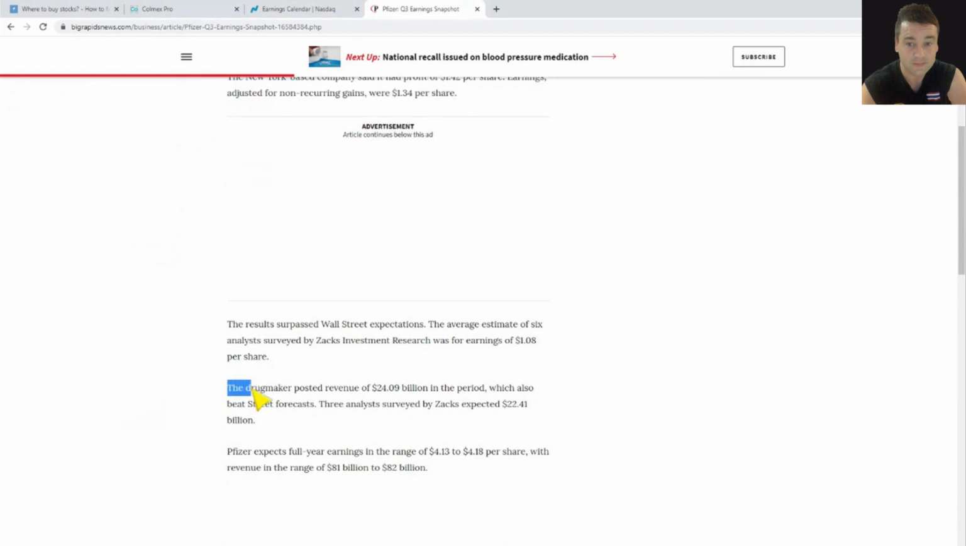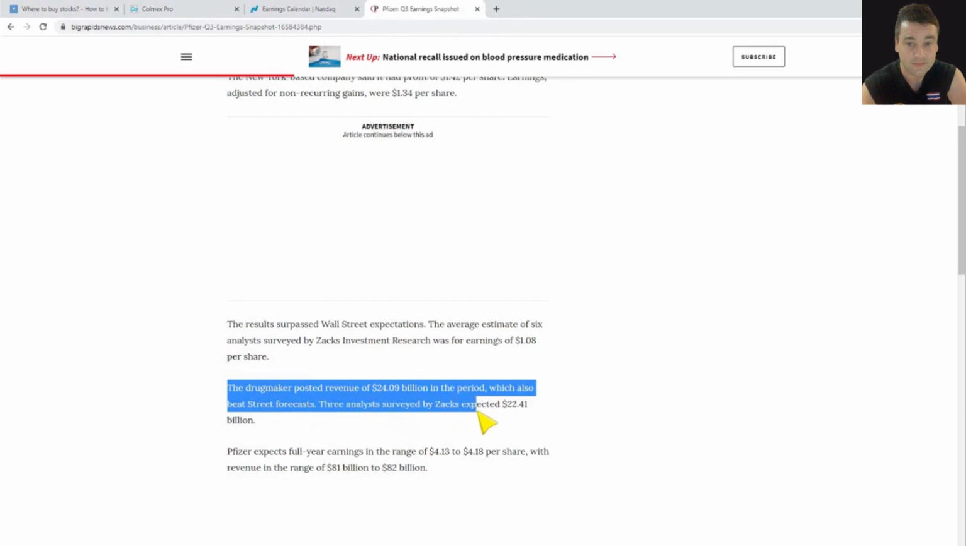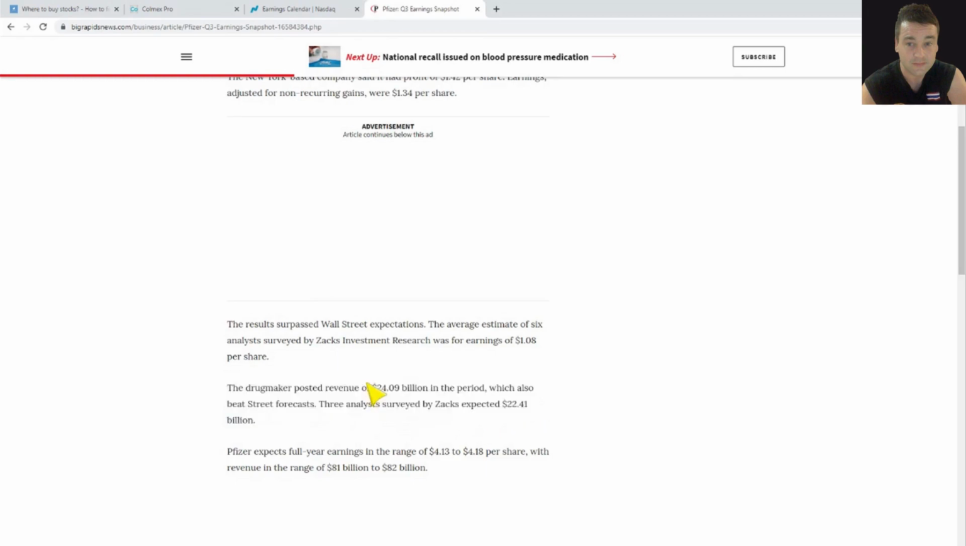So it also said, we checked the revenue. The drug maker posted revenue of 24.09 billion in this period, which also beat the forecasts of the analysts, okay? And 3 analysts surveyed by Sachs expected 22.41 billion. Okay, so it beat the analysts' expectation. So what they were thinking they were going to come out with, okay, the analysts said they'd come out with 22.41 billion, but they beat it.